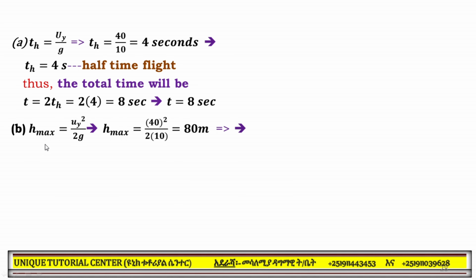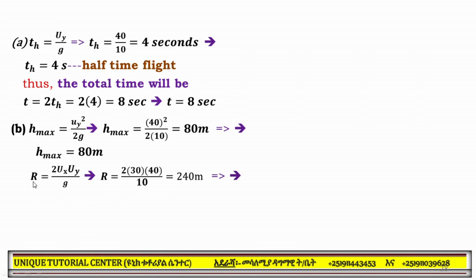And h maximum can be determined using ui squared over 2g, which is h max equals 40 squared over twice of gravity 10. And the maximum height of the projectile is 80 meters.